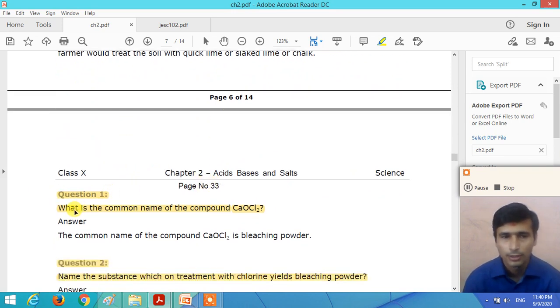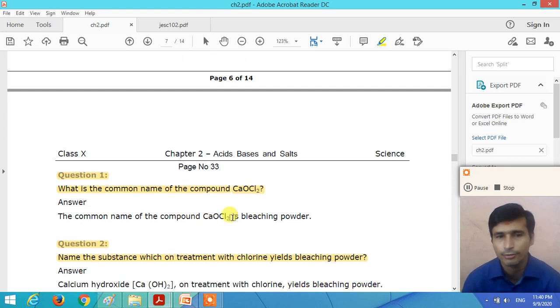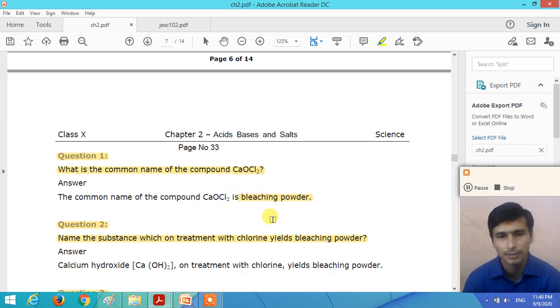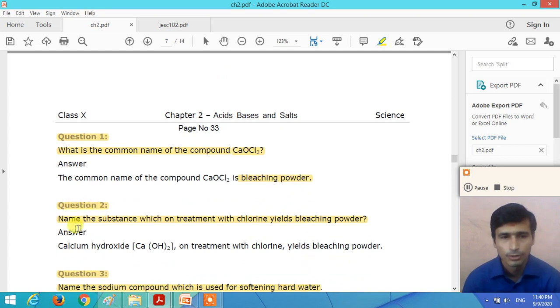Question number 1. What is the common name of the compound CaOCl2, calcium oxychloride? The common name of the compound CaOCl2 is bleaching powder, right? We know that the salt CaOCl2 is bleaching powder. So the common name of the compound CaOCl2 is bleaching powder. Now question number 2. Name the substance which on treatment with chlorine yields bleaching powder. Which substance reacts with chlorine to give bleaching powder?